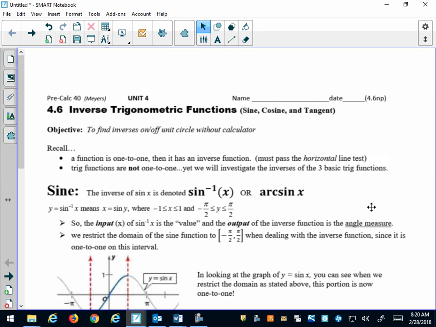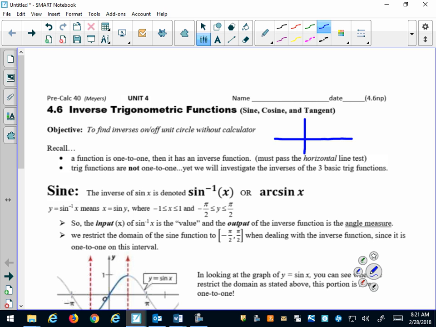Okay, so inverse trig functions. A function, if it's 1 to 1, then it has an inverse. First of all, if it is a function, we know it passes the vertical line test, right? In order for it to be classified as a function, it has to pass the vertical line test, meaning we can put a vertical line through anywhere, and it's only going to pass through that function once.